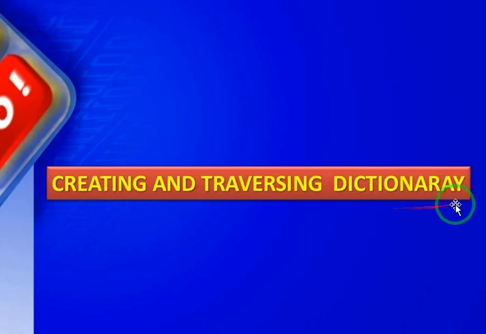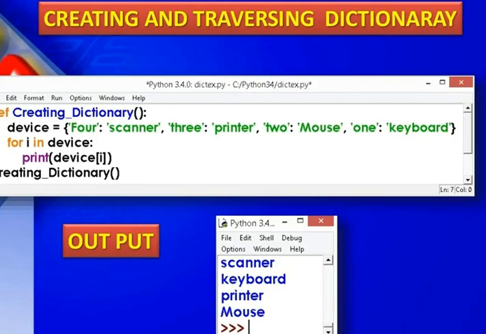Creating and traversing a dictionary. What we do is we check each individual key by writing for i in device. We are printing device of i. So what this basically does is it just prints the values of the dictionary. So scanner, printer, mouse, etc.